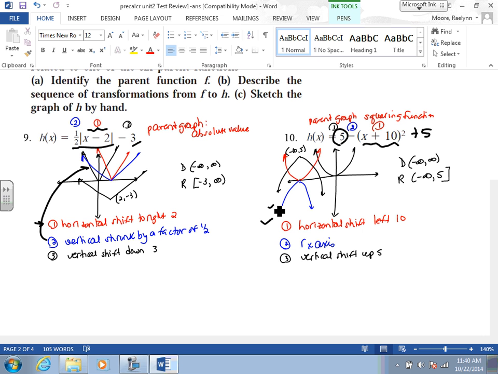So keep track of your verticals. You moved it 10 over, -10. You moved it up 5. That'll help you do your range and your domain as well.